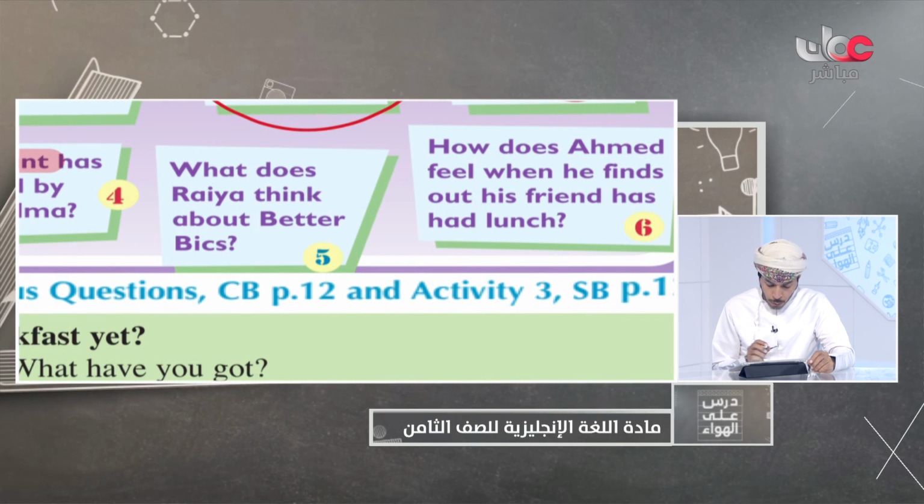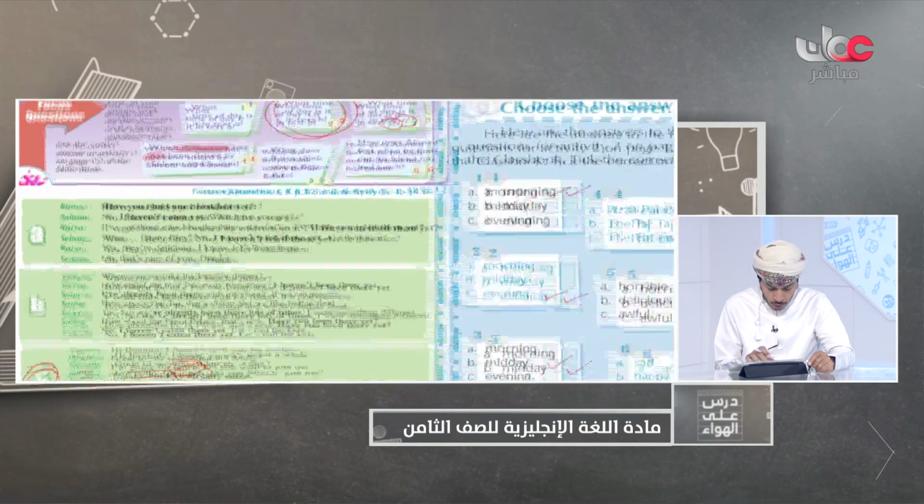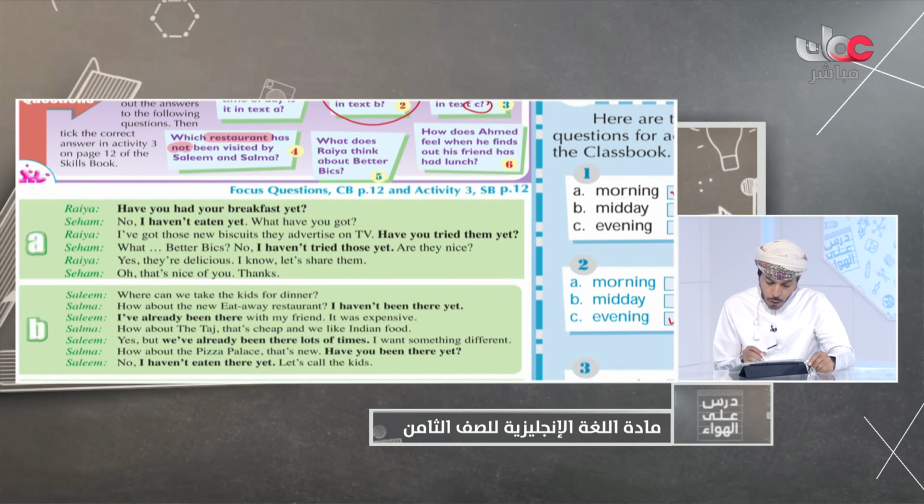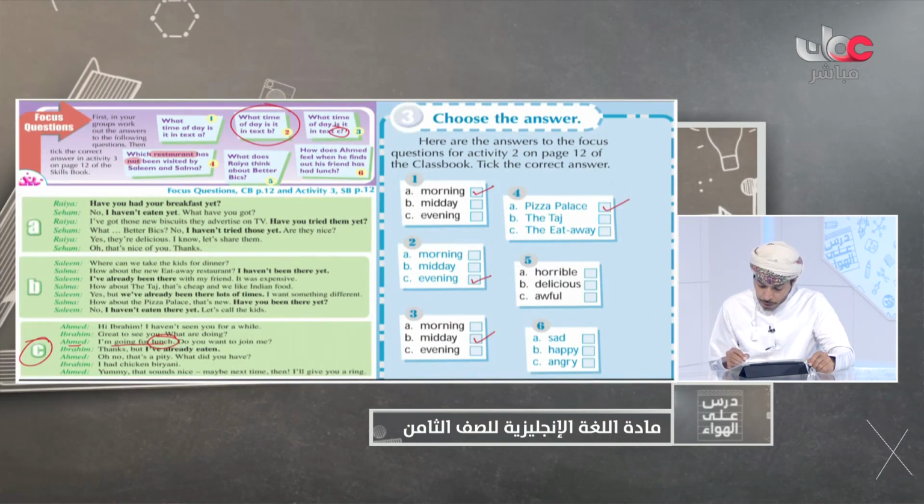Look at the question that we have here. What does Raya think about bitter Bix? Okay, so here we have Raya, and we will go to Raya's conversation, which is A. Okay, so what does she think about bitter Bix? Is it something horrible? Is it something delicious, tasty? Okay, or is it something awful, something bad? Good, so let's look at bitter Bix.